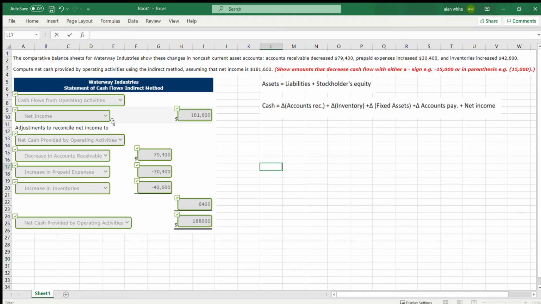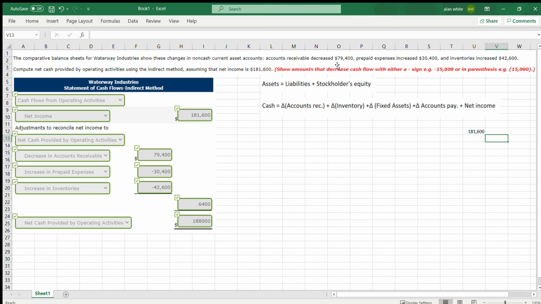So it tells us that our net income here in the equation is 181,600. So that's our value over here at the end. I'm just going to put this here in the equation. It goes here, right, with net income on the statement of cash flows. So we're given net income, and then the next value that it gives us is our accounts receivable decrease.